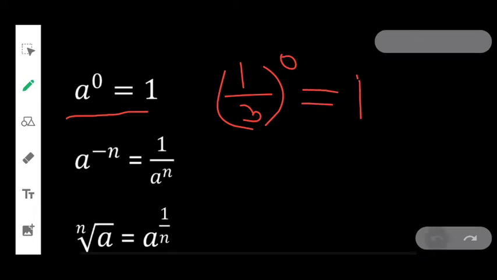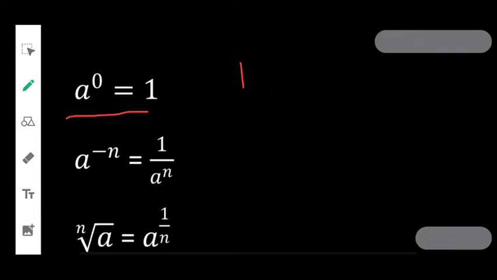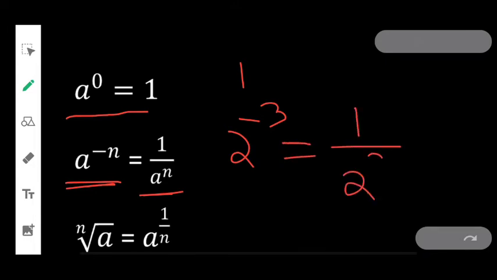Okay, so next, a to the power minus n equals 1 by a to the power n. For example, 2 to the power minus 3. So 2 to the power minus 3 will be 1 by 2 to the power 3.